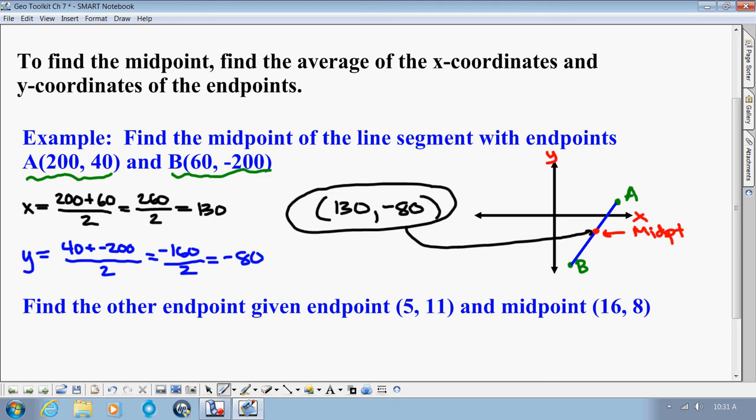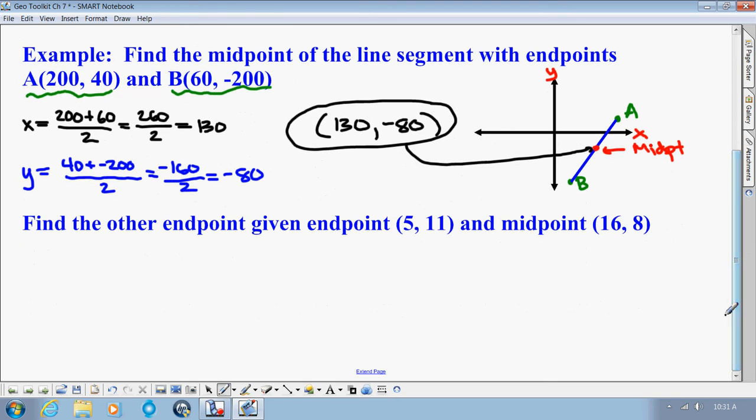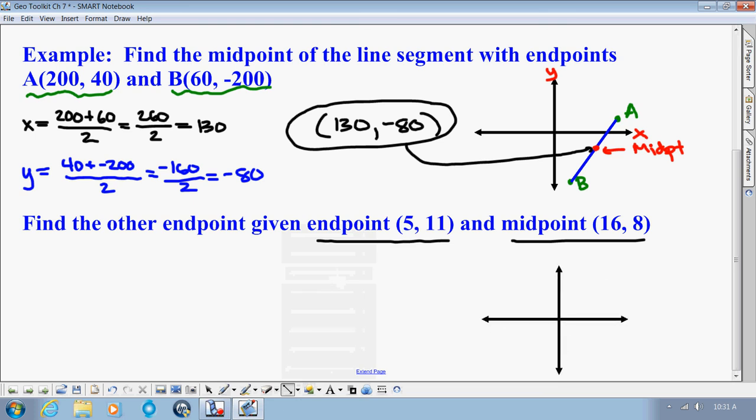All right, and finally there's another way of looking at this. What if we were given one endpoint, and then the midpoint? Could we find the other endpoint? So once again, let's draw a little sketch of what this might look like. I'm going to draw my x, my y axis here. So here's my y axis. Here's my x-axis. So I know one endpoint is at 5, 11. So I'm going to go over 5 up to about 11. So I'm going to call that my endpoint.